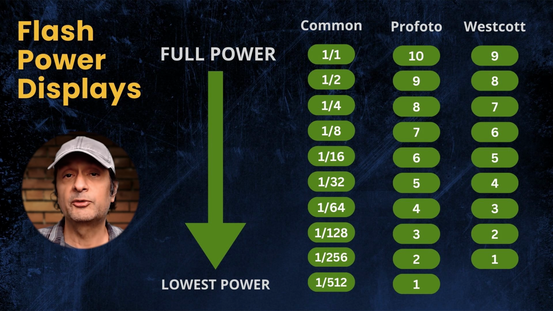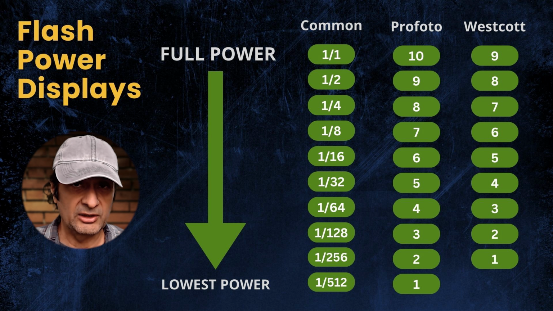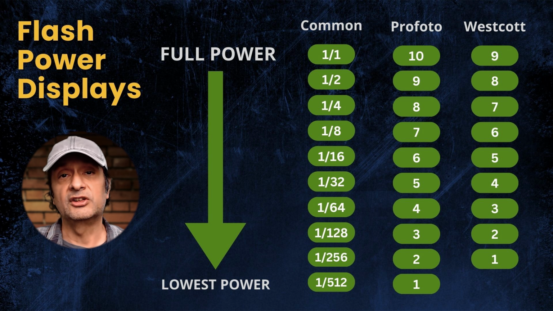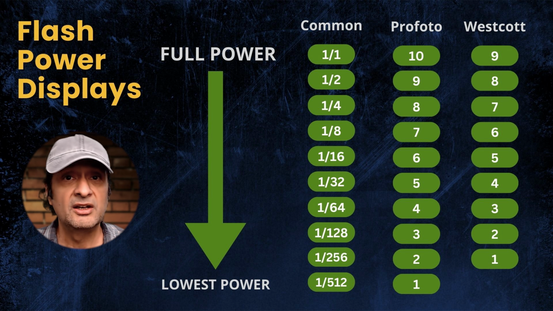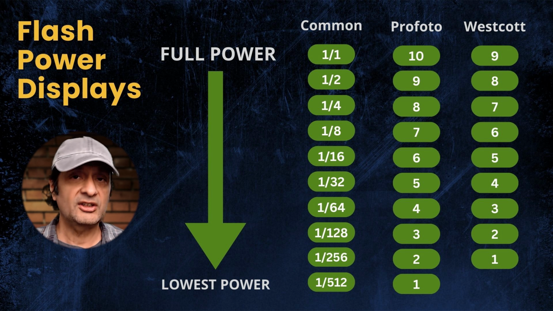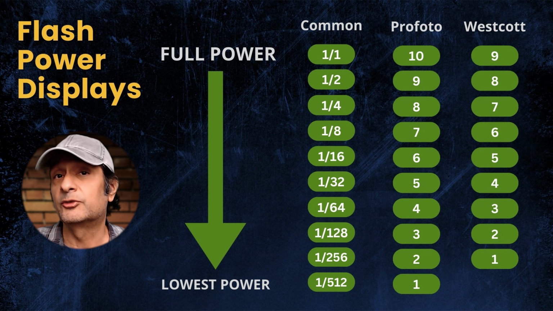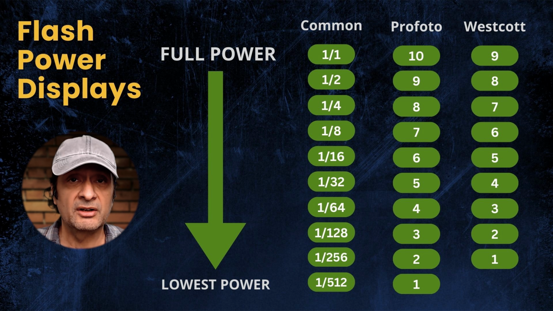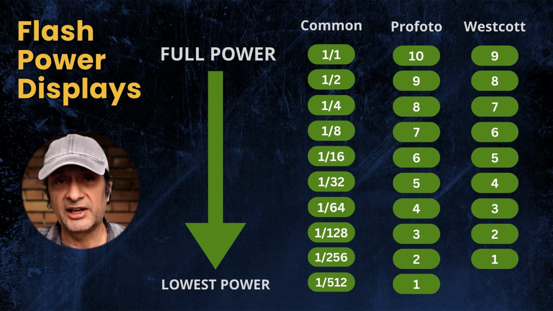Now, some brands like Profoto and Westcott use integers instead of fractions to indicate power settings. Profoto uses 10 to 1, 10 being full power and 1 being 1/512th power, while Westcott uses 9 to 1. So for every full integer you move down the scale, you're cutting the power in half. So with Westcott, 9 is full power, 8 is half power. And, I know this sounds a little confusing, but you get used to it with practice.